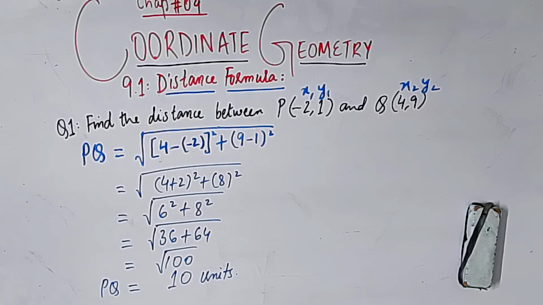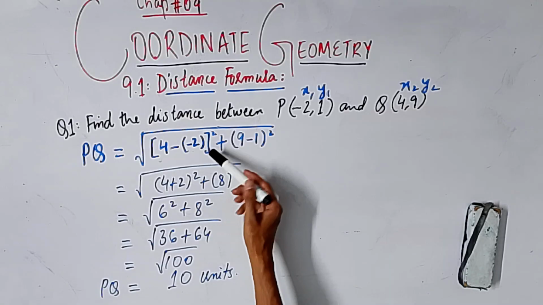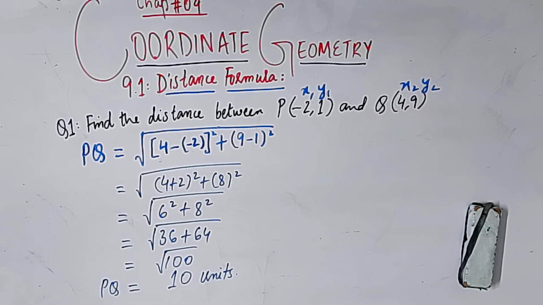And I am repeating that the order does not matter, and the common mistake that the students make is cancelling the square with the square root. Don't do that. You will take the square root in the end, and you are allowed to use the simple calculator. So if it is not a perfect square, you can use a simple calculator to find the square root of the value. So this is how we solve the basic question by using the distance formula. Now let's see some variety.